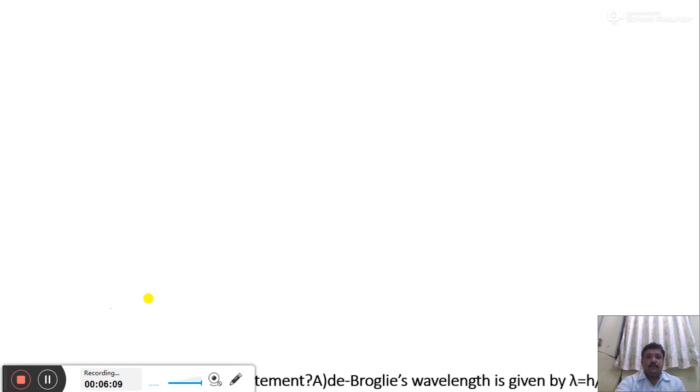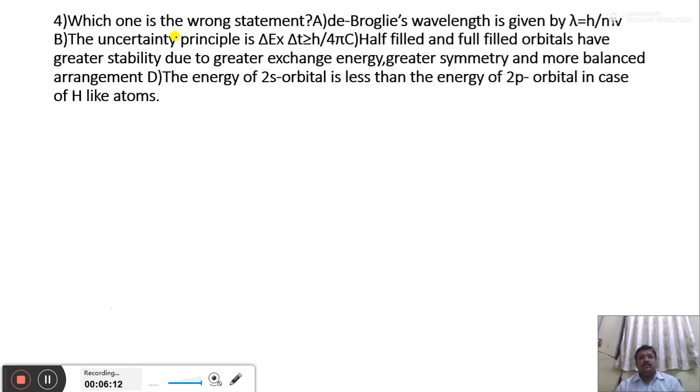The next problem is: which one is the wrong statement? Option A, the de Broglie equation is given by lambda is equal to h by mv. Option B, the uncertainty principle is del x into del t greater than or equal to h by 4 pi. Option C, half filled and fully filled orbitals have greater stability due to greater exchange energy, greater symmetry and more balanced arrangement. Option D, the energy of the 2s orbital is less than the energy of the 2p orbital in the case of an H-like atom.